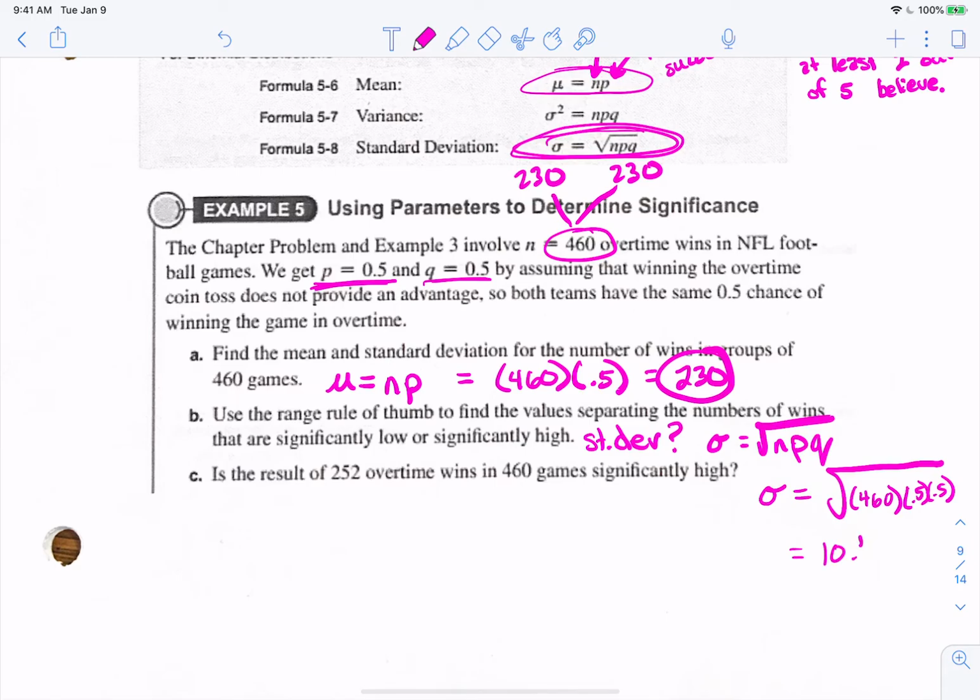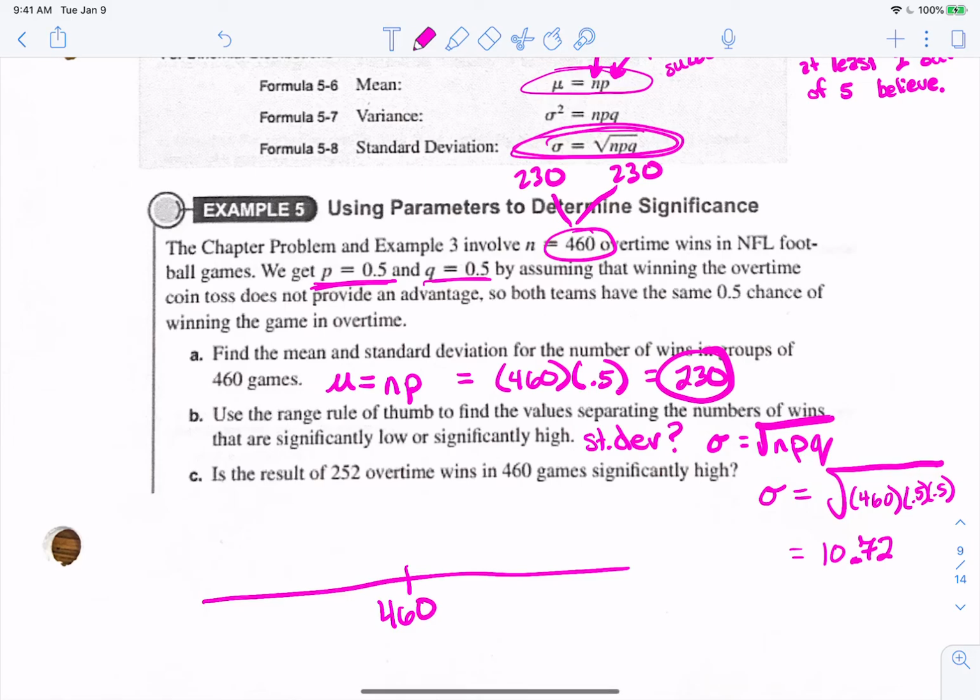10.7. Let's go 2 decimal places. 10.72. I don't know what they're going to make you get. Well, I guess we're doing this pencil and paper, so as long as you're close on rounding, I'm not going to tell you which decimal to round to, like the computer does online. Okay, 10.72.